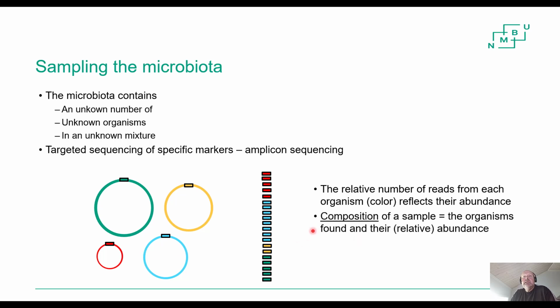The composition of a sample is the organisms we find and their relative abundance. So in this case, with these reads, we would say the composition is like this: 25% red, 40% blue, 10% yellow, 25% green. If you compute, there are 20 reads, and 5 out of 20 are red, right? That's 25%. So this is a composition. And of course, instead of colors here, we have bacterial names or whatever. But in this drawing, it's colors.